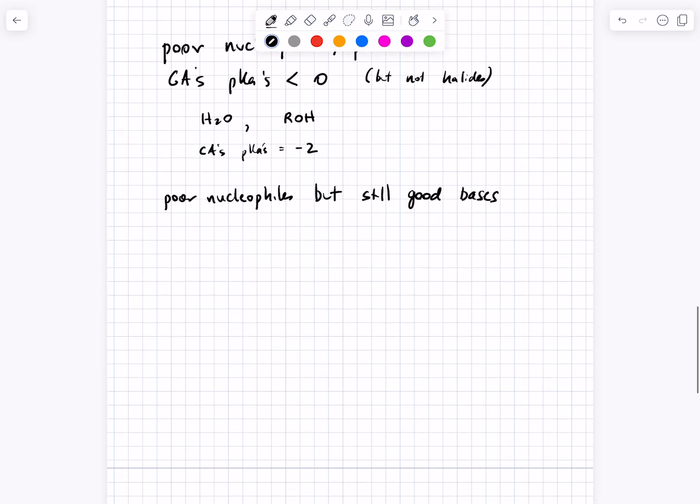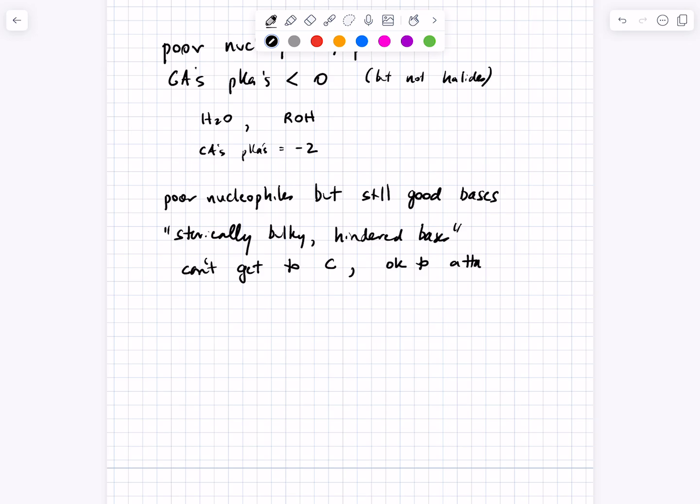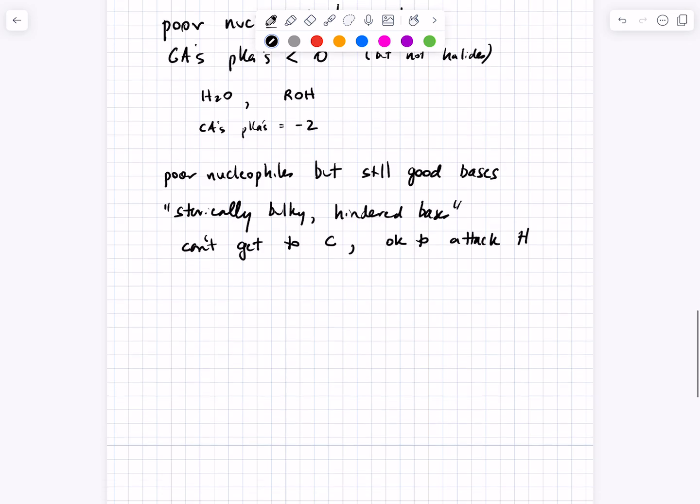And so we have some molecules in organic chemistry that we're going to call sterically bulky or hindered bases. They are so big that they can't get to carbon, but they're okay to attack hydrogen. So they're sort of exceptions to our rule. They are going to be reactive enough that you would think they should be able to attack carbon, but they can't because they're so big.